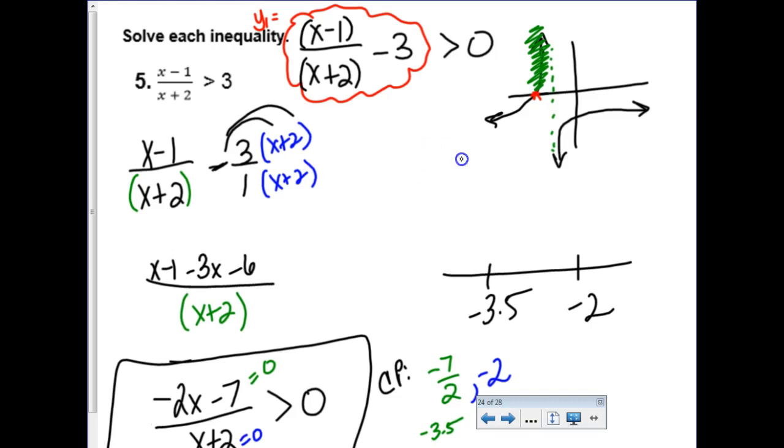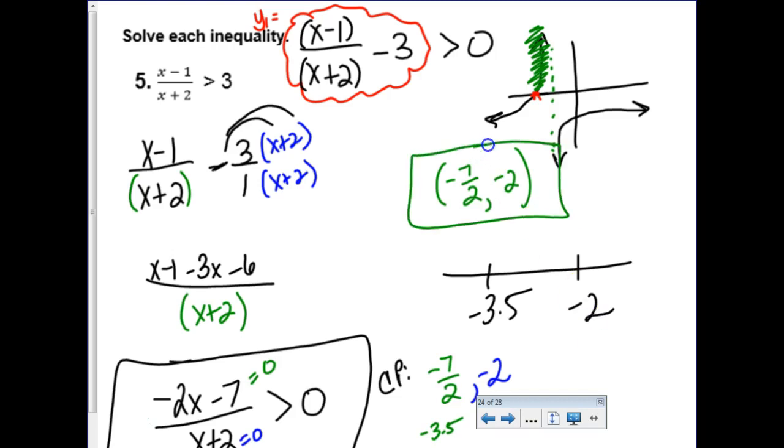Am I using a bracket or a parenthesis? Parenthesis, very good. So I'm going to go back to my fraction. Negative 7/2. And then this is kind of weird. It's not that it stops being positive. It's just that the domain interval stops at negative 2, with a parenthesis because it's an asymptote. Therefore you can't be there. So that's your solution. Fun.